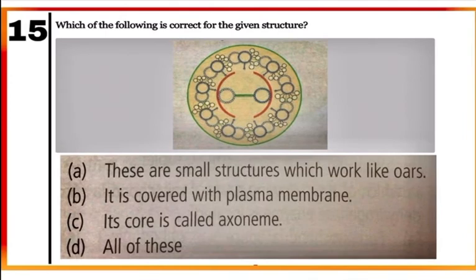Question 15. Which of the following is correct for the given figure? Given figure is the diagrammatic representation of internal structure of cilia. The cilia are small structures which work like oars. It is covered with plasma membrane and its core is called the axoneme, possesses number of microtubules running parallel to the long axis. So, all these given three statements are correct about the given figure of cilia. So, here mark D as a correct answer, all of these.